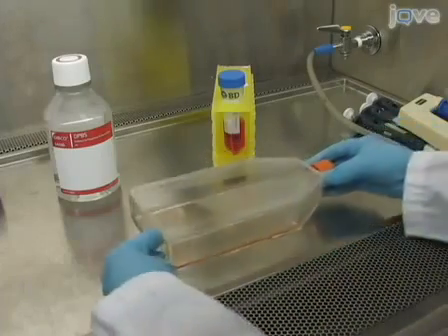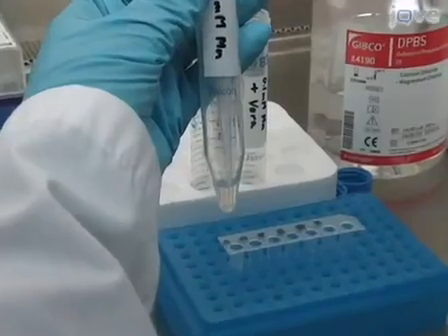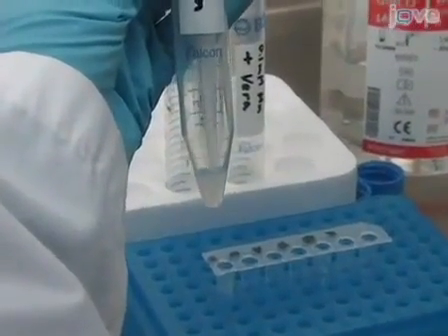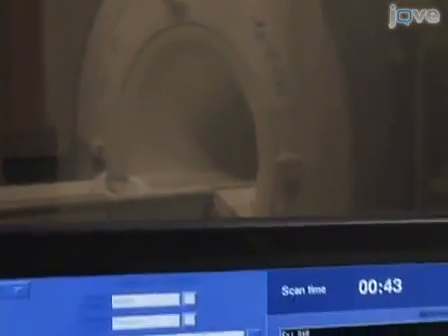Hi, I'm Mayumi Yamada from the laboratory of Phillip in the Division of Cardiovascular Medicine at Stanford University. Today, I will show you how to label human embryonic stem cells with manganese for magnetic resonance imaging.